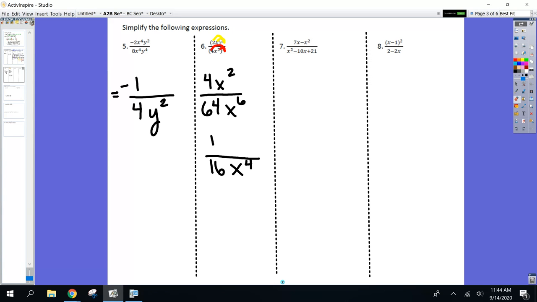Anytime there's subtraction or addition in the problem, I just can't cross off right away. You are going to factor first. Look to factor anything you can.